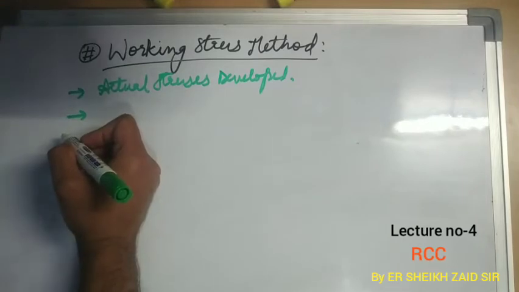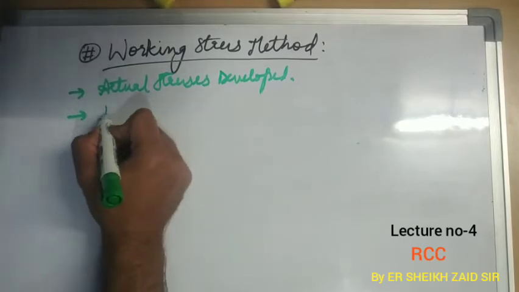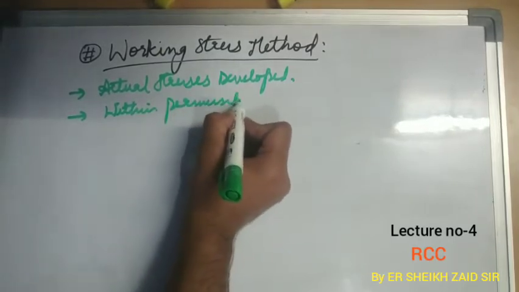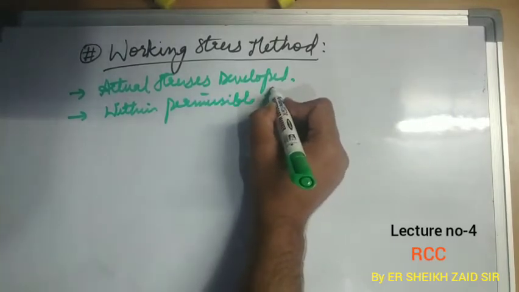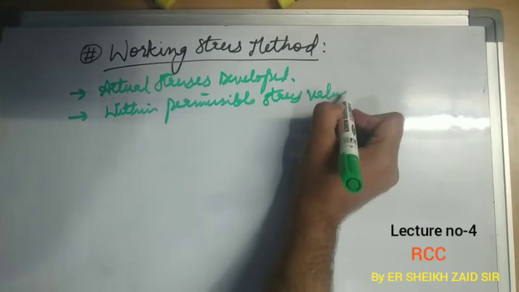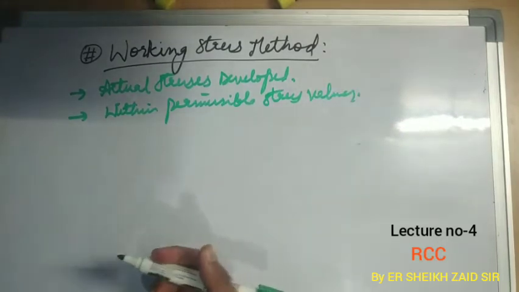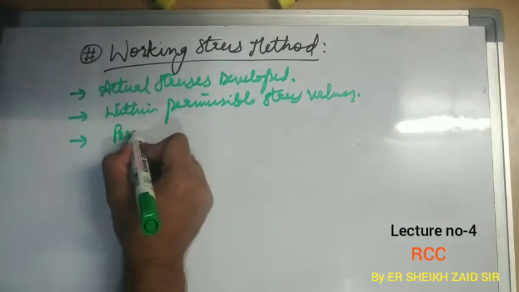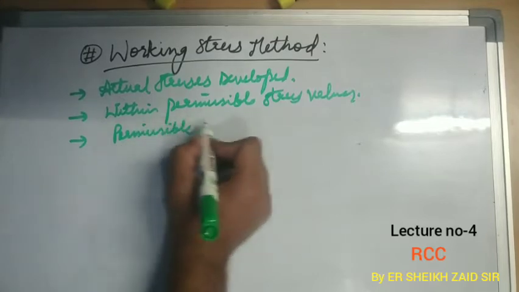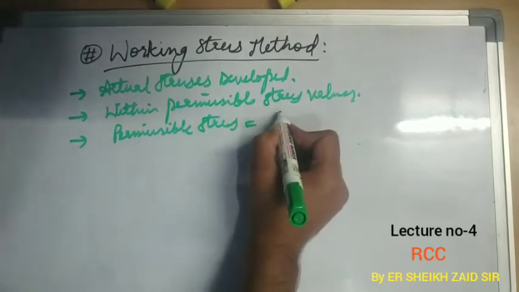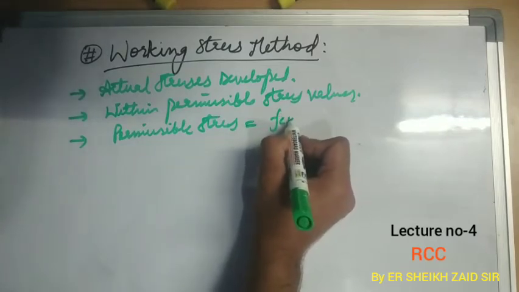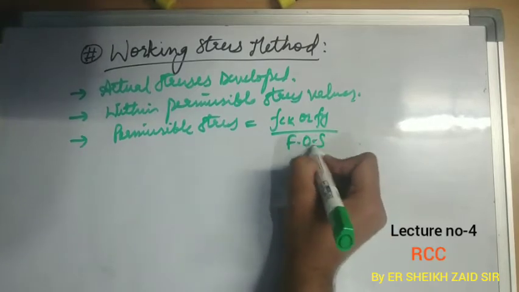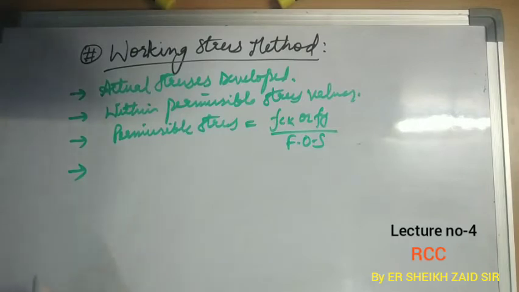Secondly, stresses developed are kept within permissible stress values. And third point here is the permissible stress is given as characteristic strength upon factor of safety. If I write permissible stress, it is simply given as characteristic strength, that may be Fck for concrete or Fy for steel, upon factor of safety. So this is the important point.